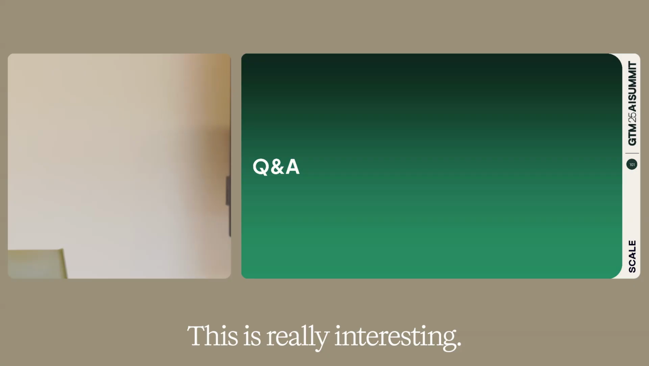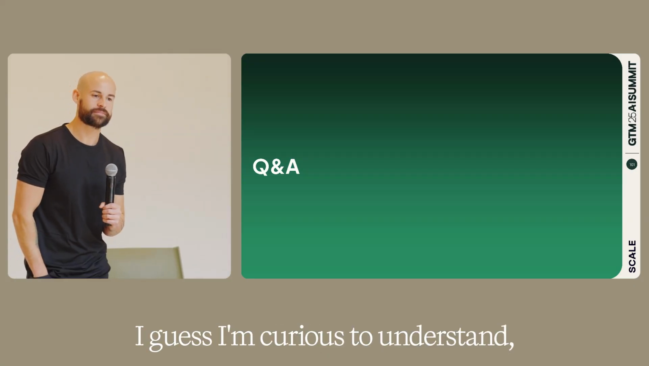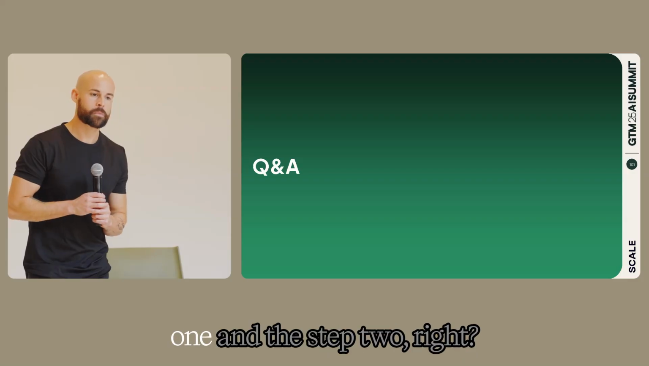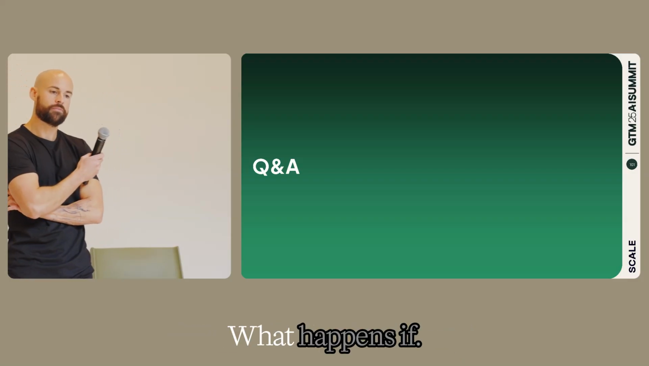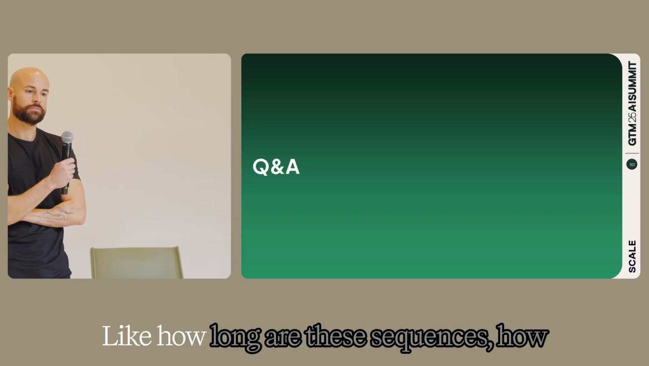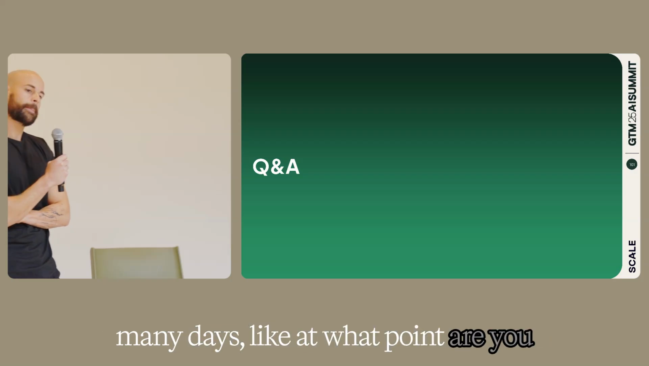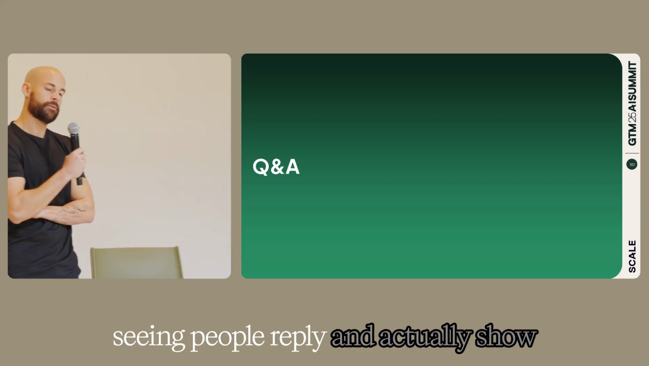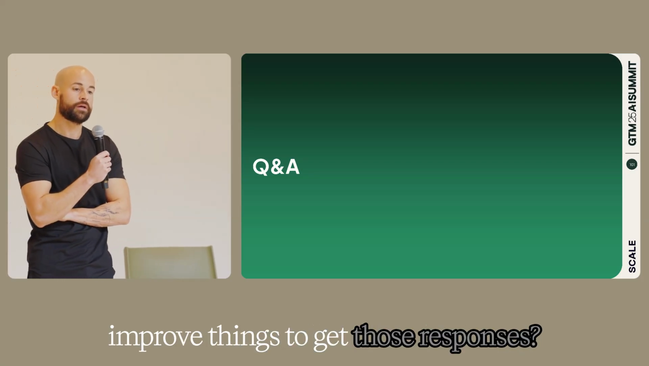This is really interesting. I guess I'm curious to understand. It seems like I see the step 1 and the step 2, right? With the initial email and then the call with the script. What happens if there's no response after that? Like, how long are these sequences? How many days? At what point are you seeing people reply and actually show interest? And what is the AI doing to improve things to get those responses?